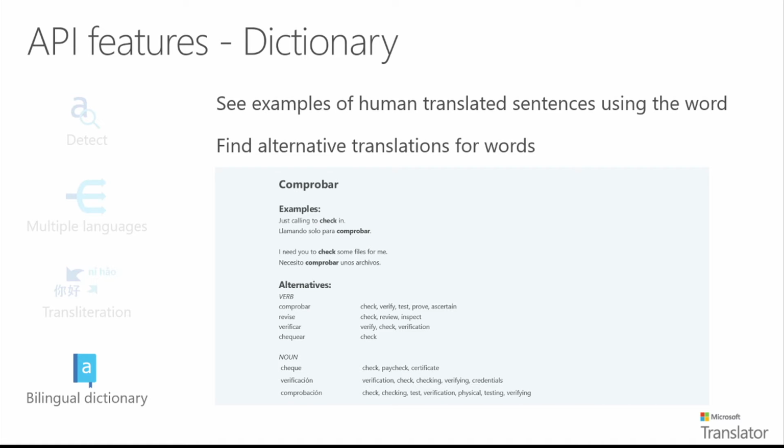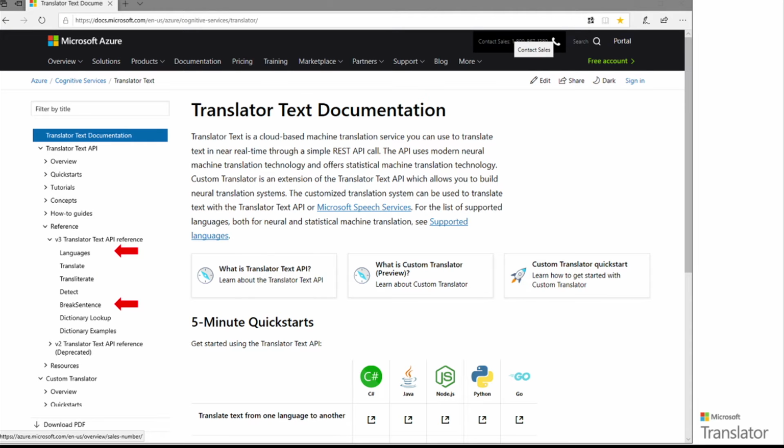There's a dictionary function. That's the same functionality that you see on the bing.com/translator site, and it gives you additional information about a word. Usually it's for individual words, or very simple phrases, and it gives you alternative meanings and alternative translations, and you can get example translations out of that. So same output that you see on bing.com/translator, you can build it into your own applications if you want to.